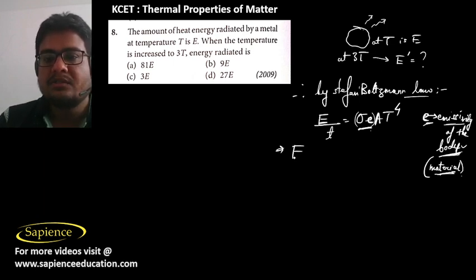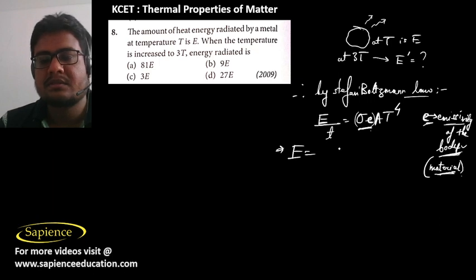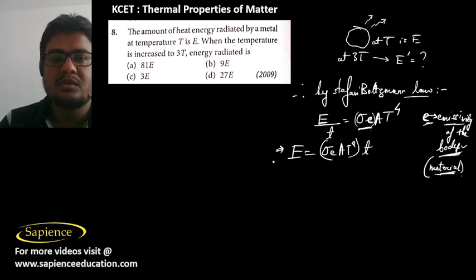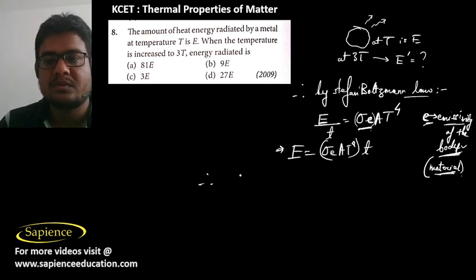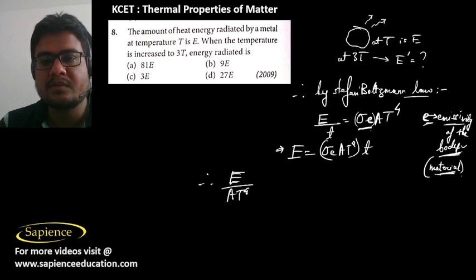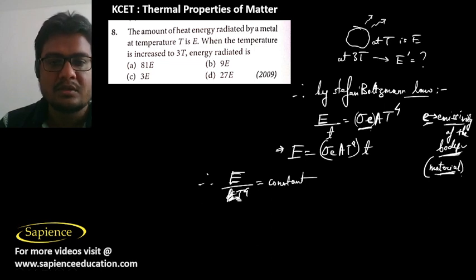So the energy radiated is sigma E A T power 4 into time. Since sigma E is constant, the time is constant, and the area also will be constant, E by T power 4 will be constant.